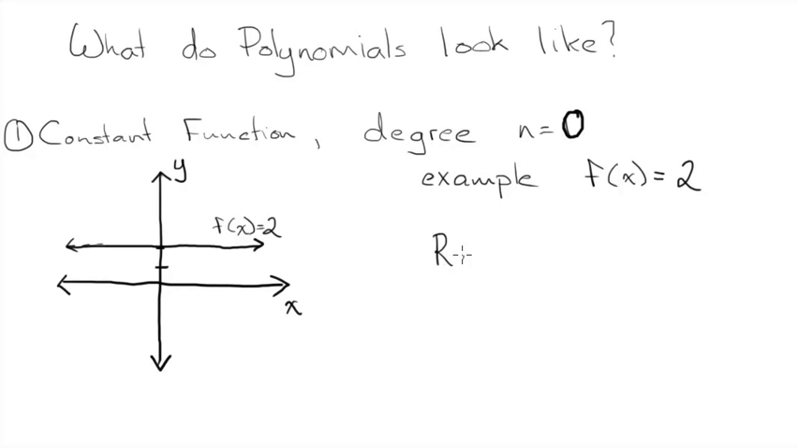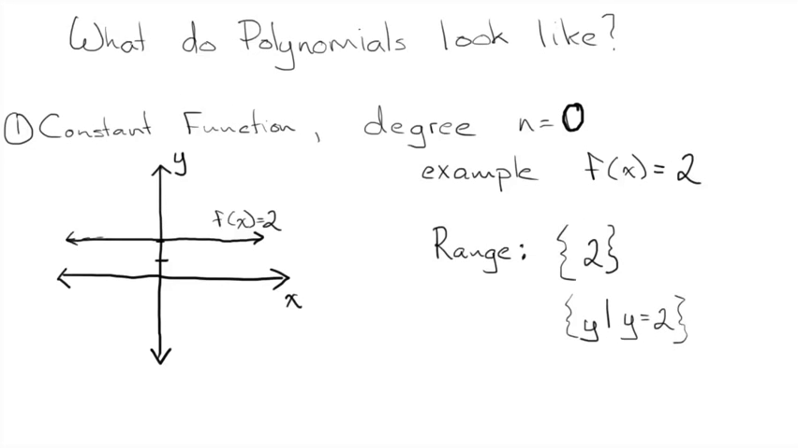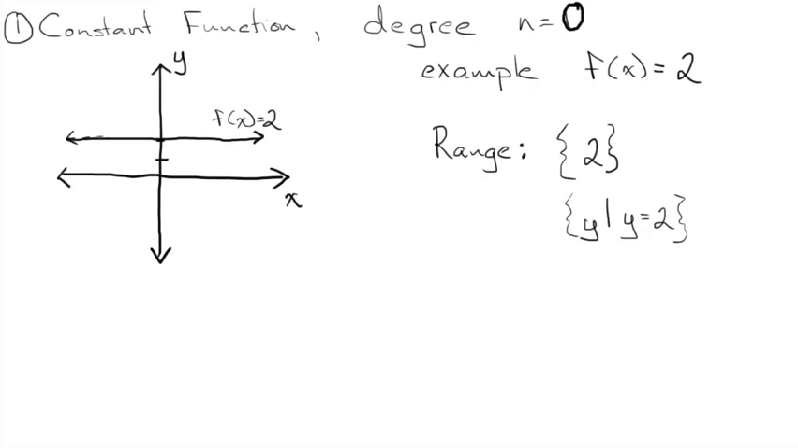The range of this function, that would just be which y values it takes on. So it only takes on the one y value, 2. So the range of this function would be just the set containing the number 2. You could write it like that, or you could write it like this, all y such that y is equal to 2. It's a little longer way to write it, but they're both good. So that's a constant function. Not too complicated, don't have to spend too much time on that.